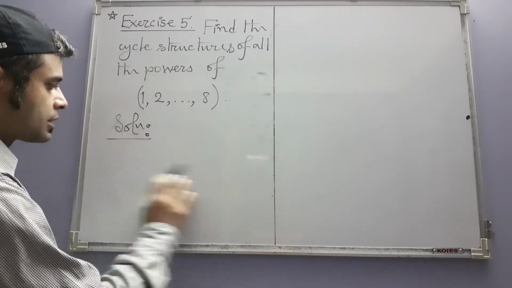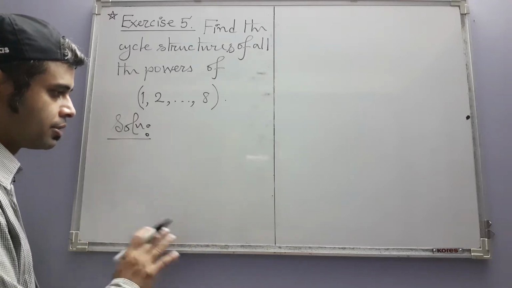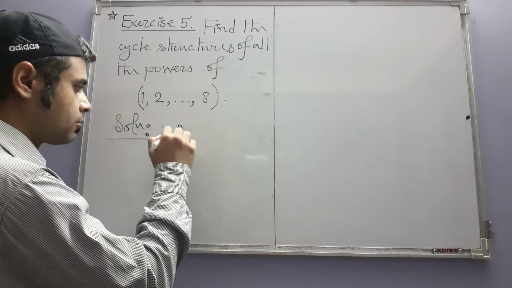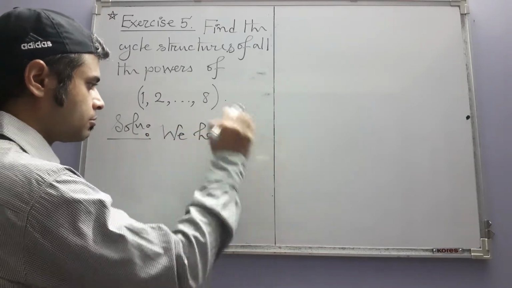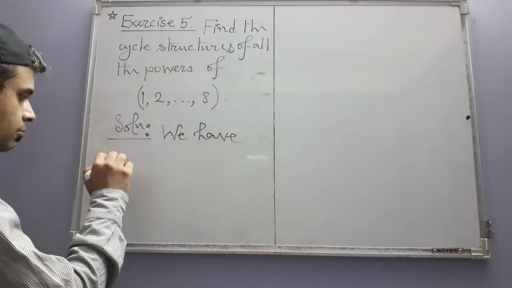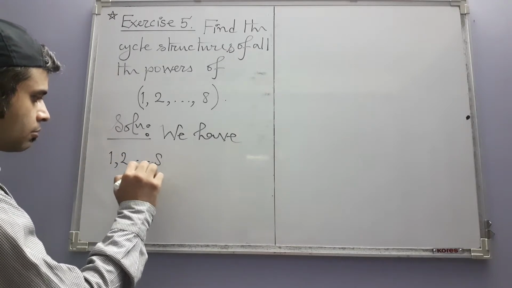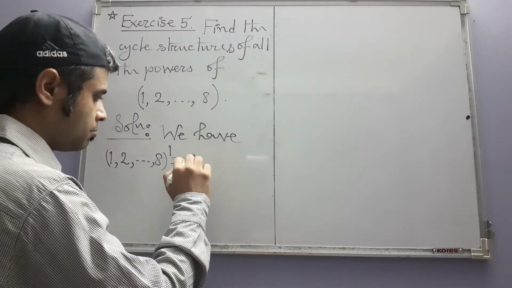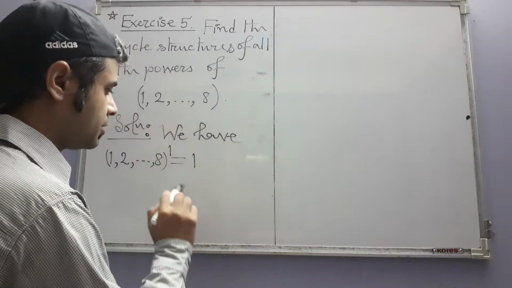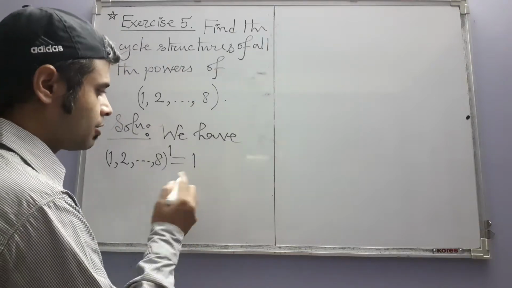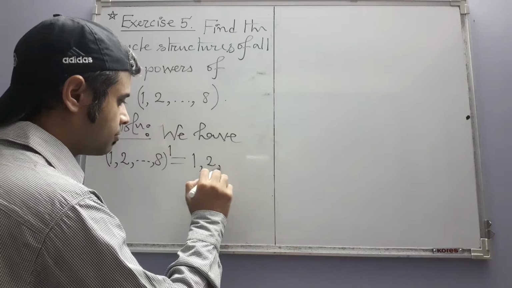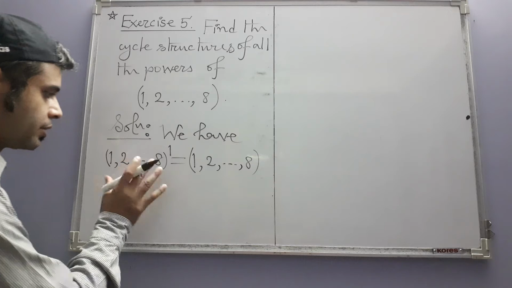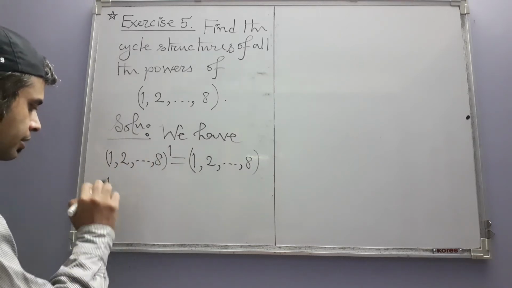So we straight away start calculating the positive integral powers. Because we want to show all positive integral powers, that's why we are writing this one also, although it's trivial, you know that it is equal to the 8 cycle itself. So that itself is the cycle structure of the first power, then the second power.